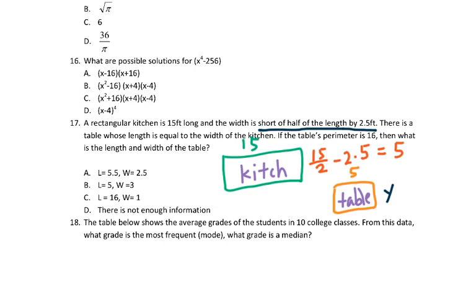There is a table whose length is equal to the width of the kitchen. That means, suppose this is a table, the length is 5. The table's perimeter is 16, which means I have 5 times 2 plus 2y. It should be 16. And you will figure out y will be 3. That means the width will be 3. Therefore, B will be your answer.